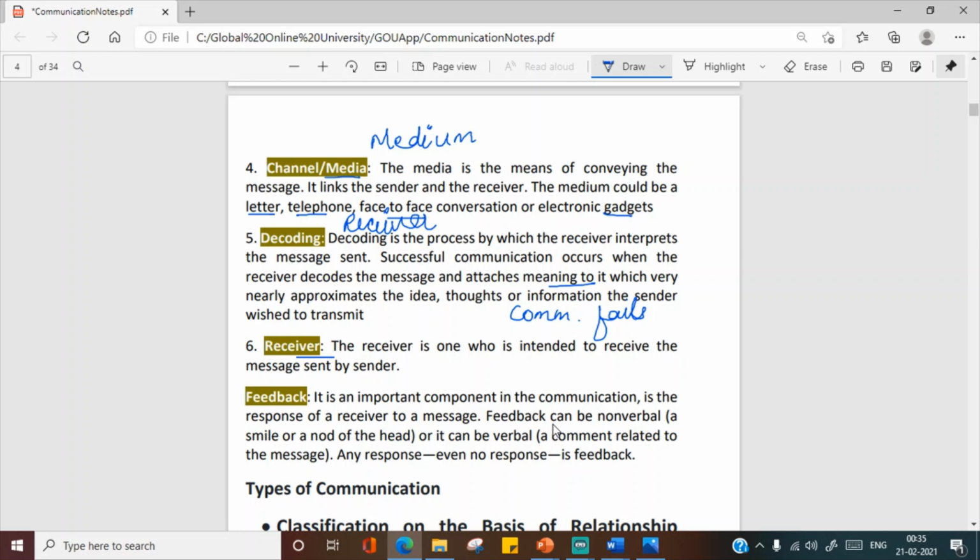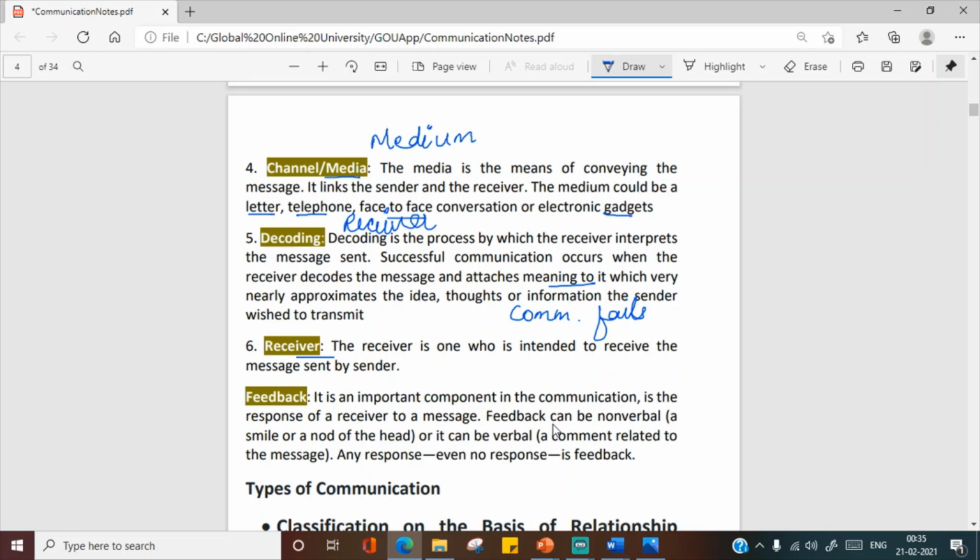The sixth element of the communication process is the receiver. Receiver is the person to whom the sender wants to send the message. For instance, you are calling your friend, so your friend is the receiver. Or if a politician is saying something to the audience, the people who are sitting in front of him or the people who are standing in front of him, they are the receivers.